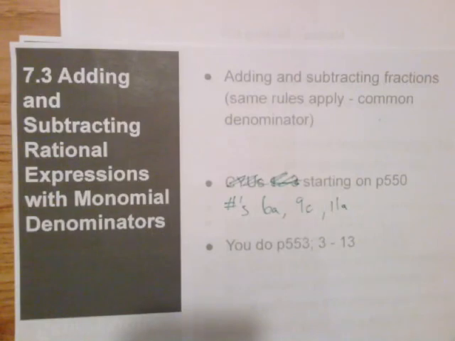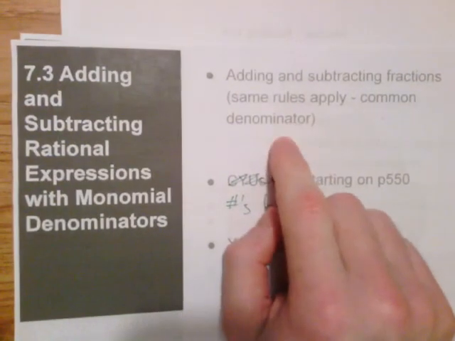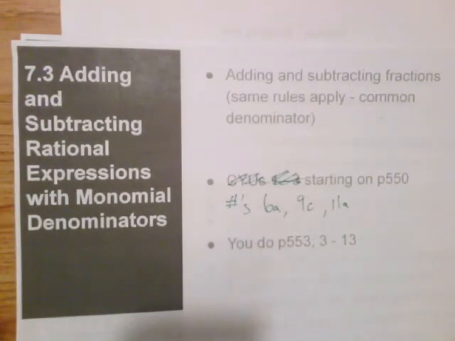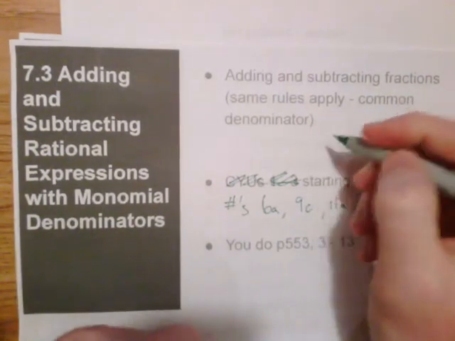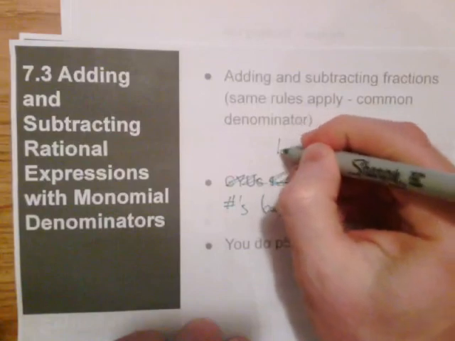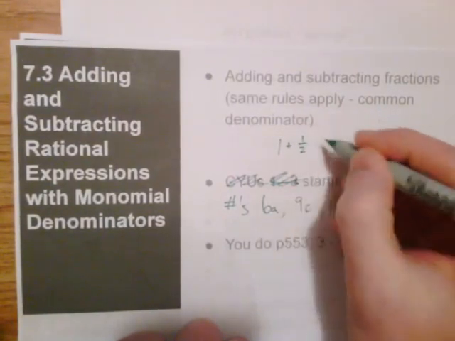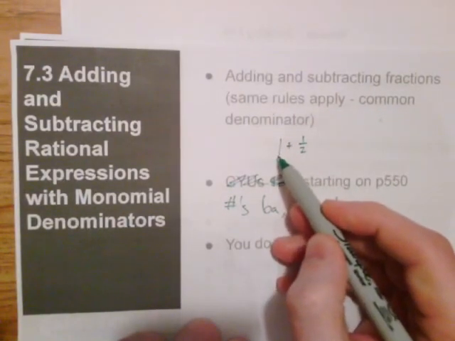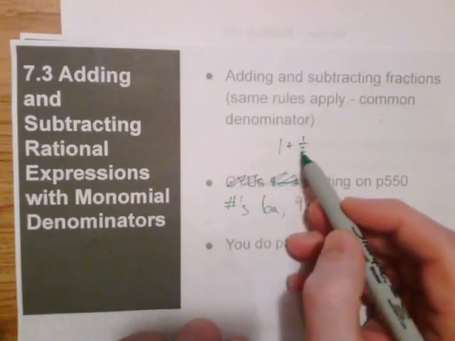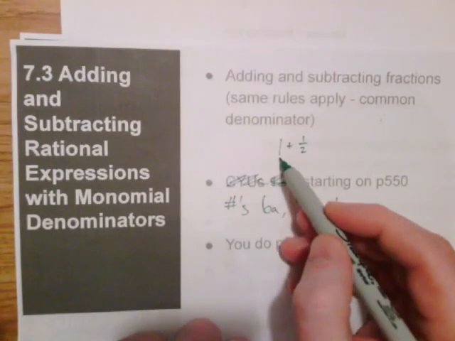Adding and subtracting fractions. Same rules apply with a common denominator. If you hung around for question 15 that I just showed, we talked about that a little bit. You need a common denominator to add fractions. Quick little example, like if I say 1 plus a half, I need to make this a common denominator so I can combine these. So I multiply this by 2 over 2.